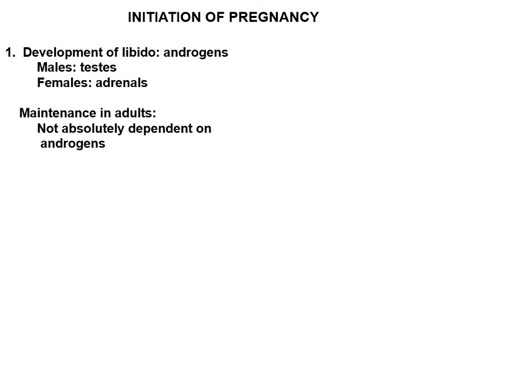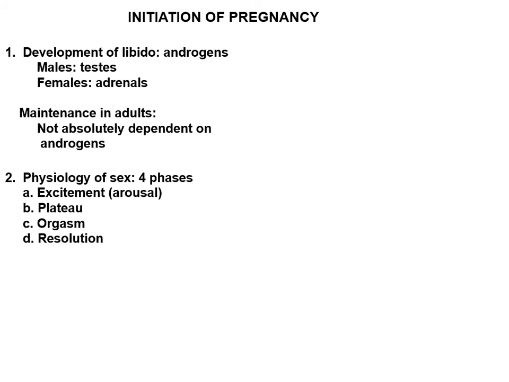which is getting the male and female together, that involves the development of libido. In this case, the important hormones are androgens. These come from the male's testes and the adrenals in females. Now, in most animals, maintenance, once you have libido developed, is absolutely dependent on gonadal steroids in adults, but in humans, that doesn't seem to be the case. If, for example, a male is castrated for some clinical reason, his libido will decrease dramatically, but it will not necessarily go away completely.